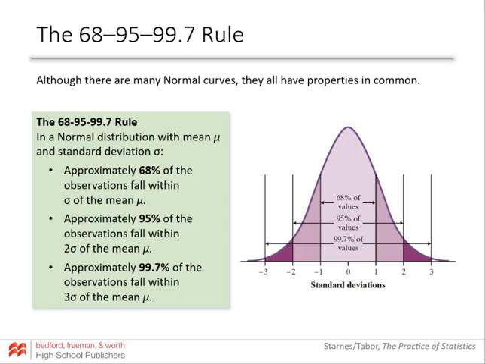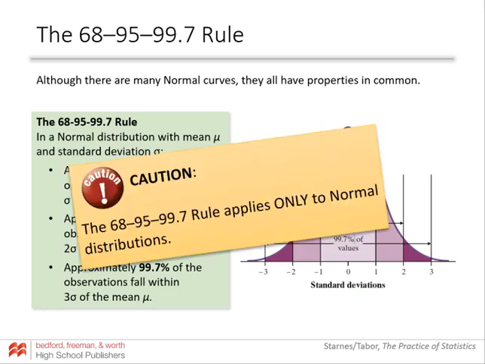Okay, so general empirical rule, 68, 95, 99.7. In a normal distribution, approximately 68% of the values fall within one standard deviation of the mean, 95% are within 2, and then 99.7% are within 3 standard deviations of the mean. Be careful that you do not use this rule on a distribution that is not normal. It does not apply.